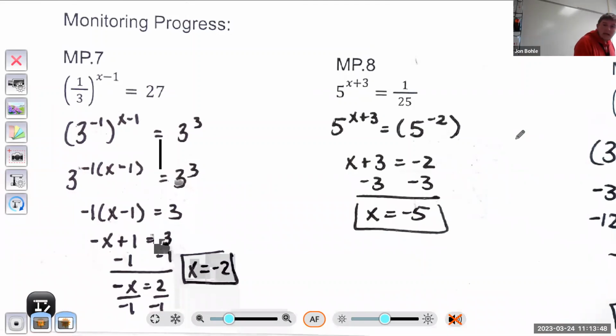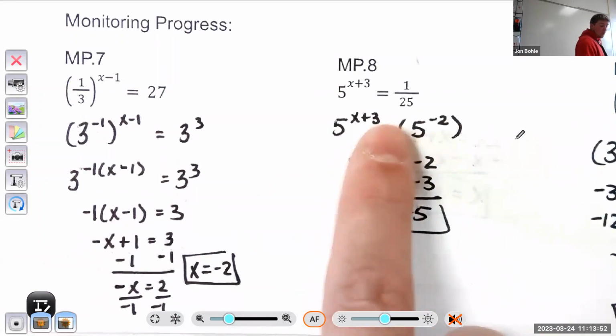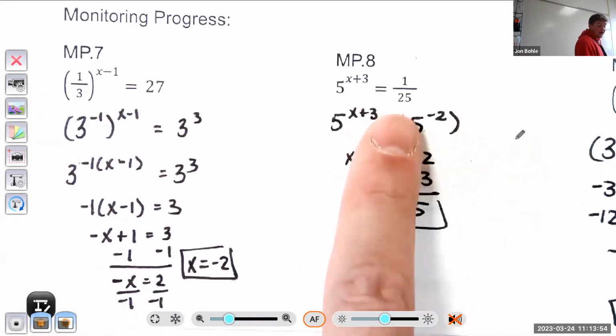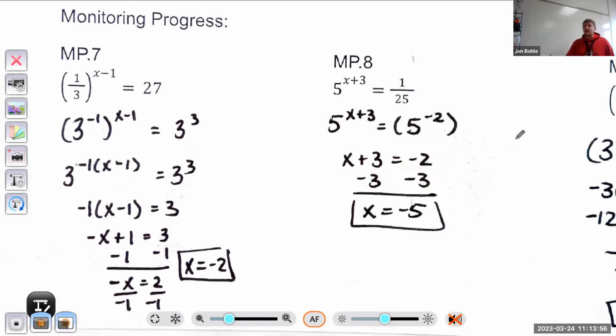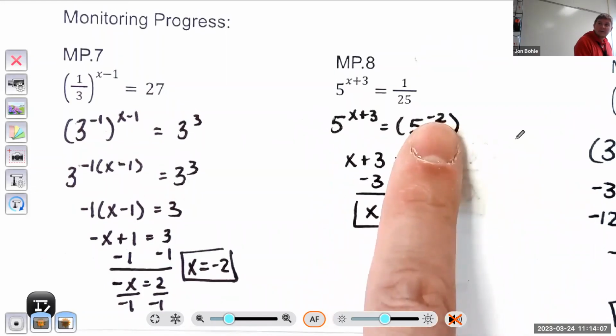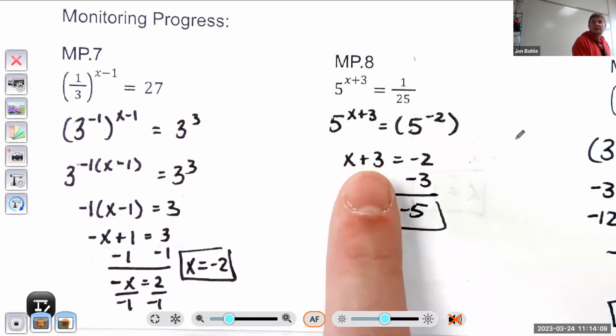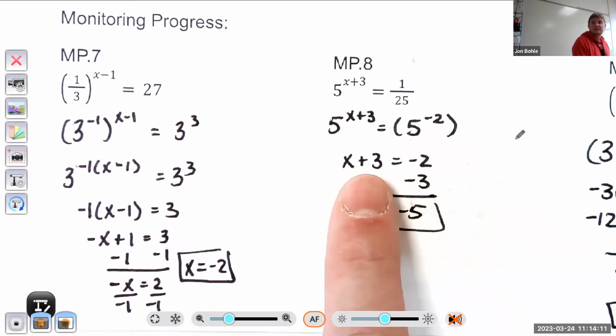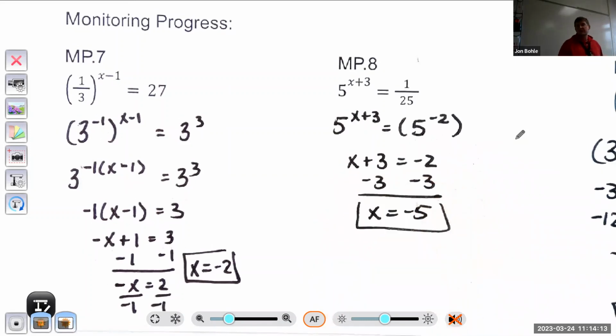Okay, 8 is actually not that bad. I have 1 over 25, and I know 5 to the second power is 25. So 5 to the negative second power is 1 over 25. So I rewrite 1 over 25 as 5 to the negative second power. Then I can get my bases. X plus 3 equals -2, minus 3 from both sides. X is -5.